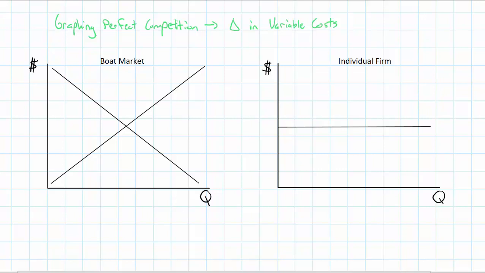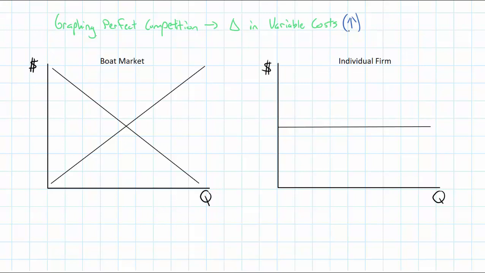Okay, in this video we're going to talk about graphing perfect competition where we have a change in variable costs. The way I'm going to do this is start in long-run equilibrium, and then we're going to have a change in these costs, and we'll have the costs increase. That's going to give us a situation where our costs have gone up, but the price has not gone up by as much, so we are going to end up with losses.